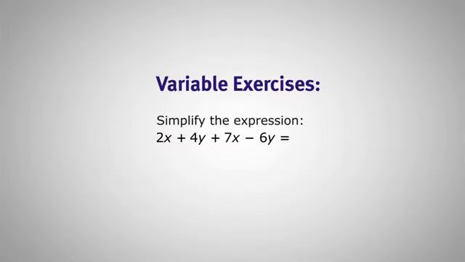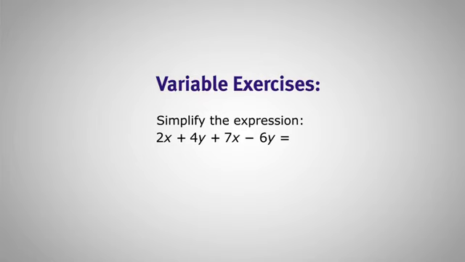Number 1 gives us 2x plus 4y plus 7x minus 6y, and the question asks us to simplify the expression. When we're trying to simplify an algebraic expression that contains more than one variable, you want to remember that you can only combine like terms. So x's must be added to other x's, y's must be added to y's, etc.